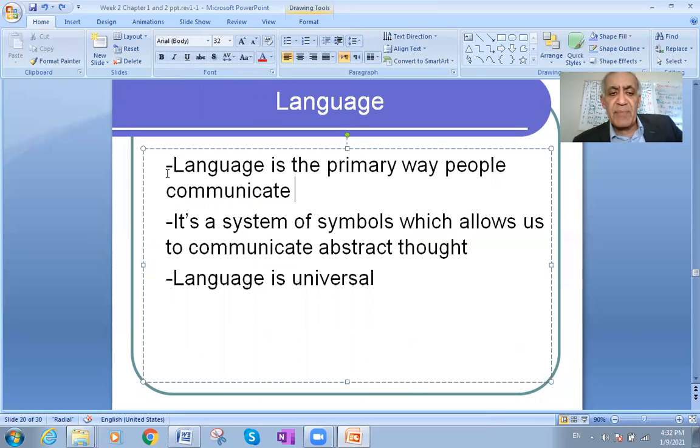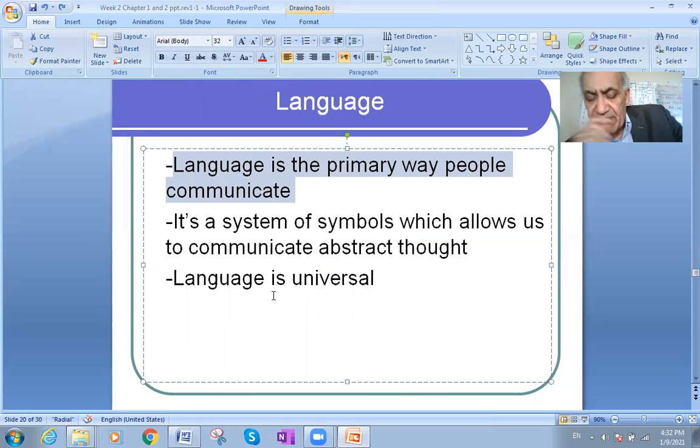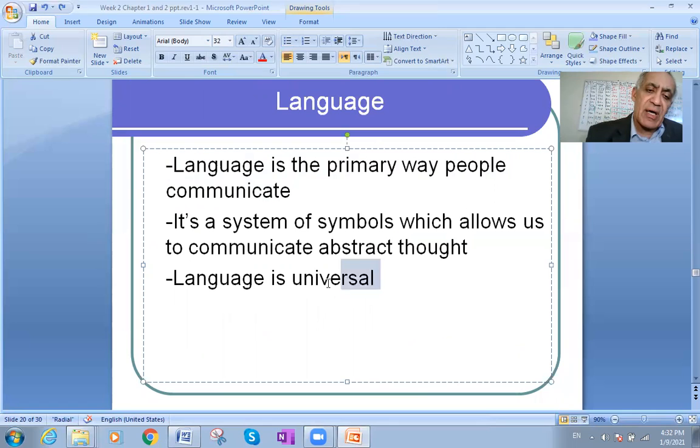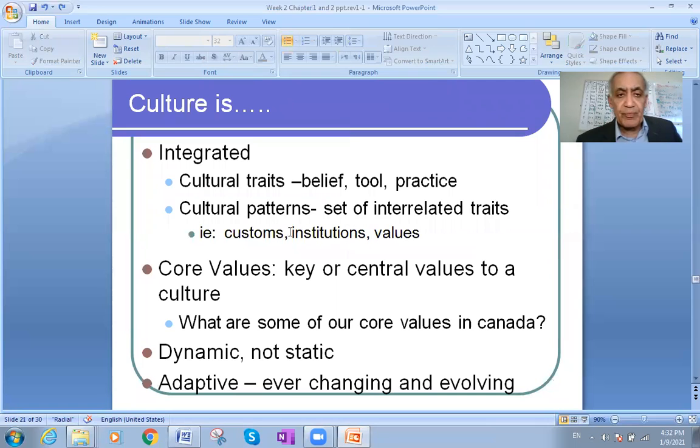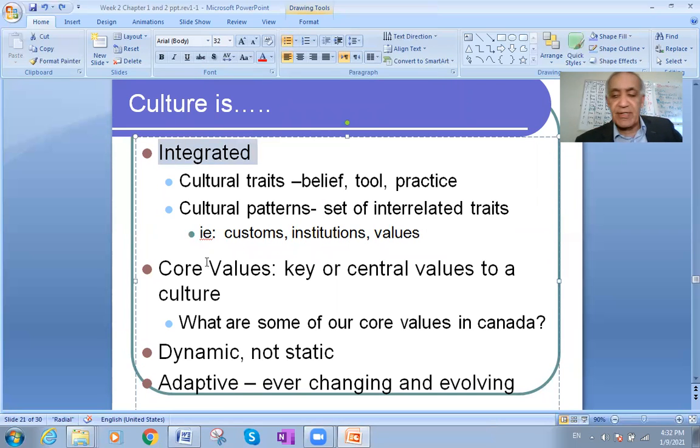Language is the primary way people can communicate, and like we said, it is one of the culture components. So language is the first of the culture components. It's a system of symbols which allows us to communicate abstract ideas through this culture. So language is universal. Everywhere in the world, they have their own languages. The second thing in culture, or the main characteristic of it, is that it is integrated.